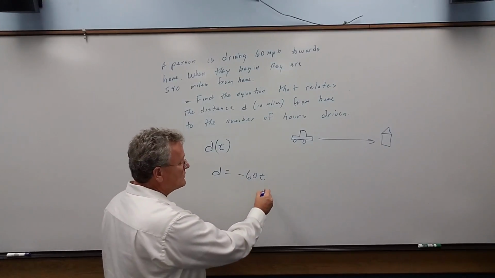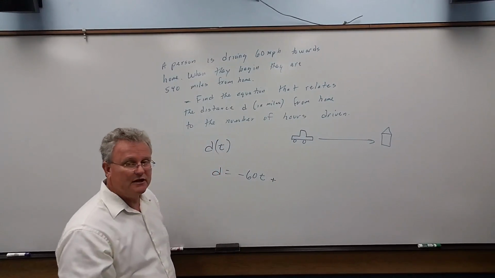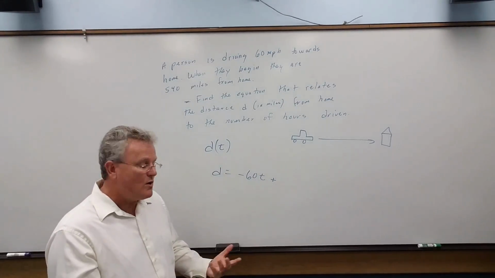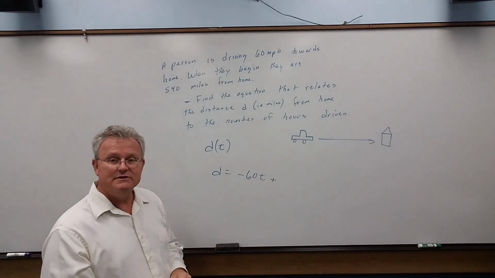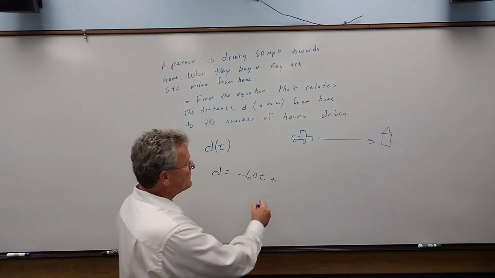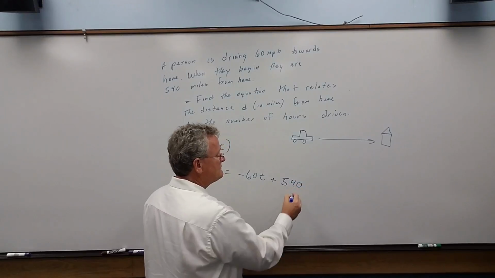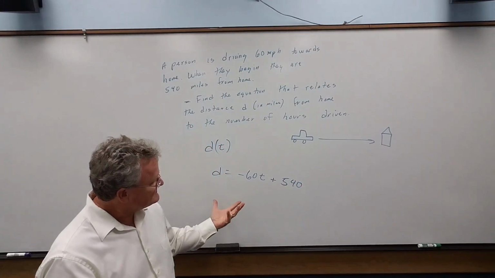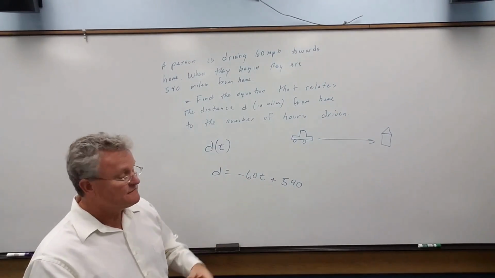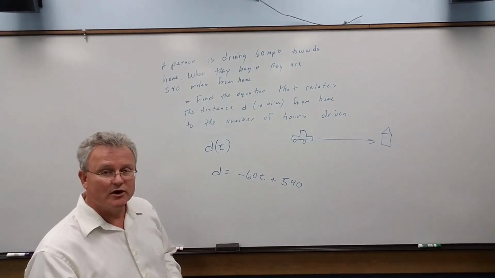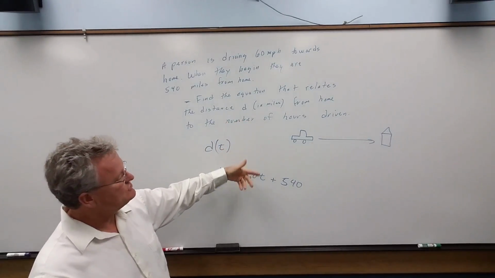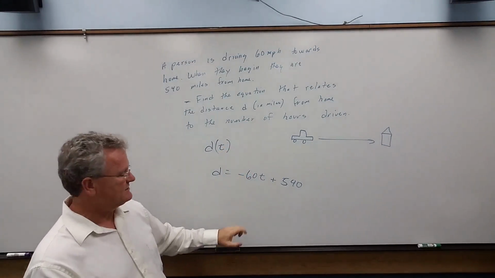Now what number do we add here? Well, this is the distance we are away from home when the time is 0, or at the beginning. That's 540. So that's our equation. Of course, we want to plug in values of t to make sure it works. But again, what I do here is I try to have students come up with it. I don't just give them the answer.